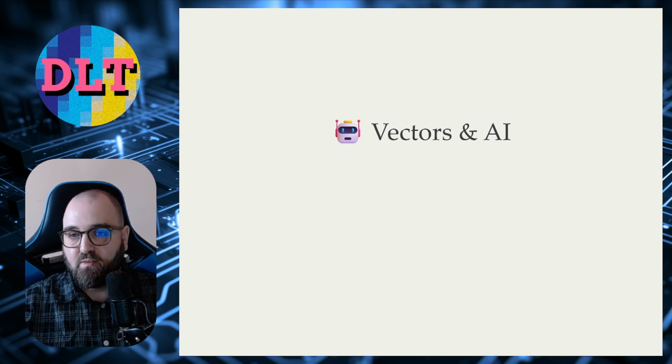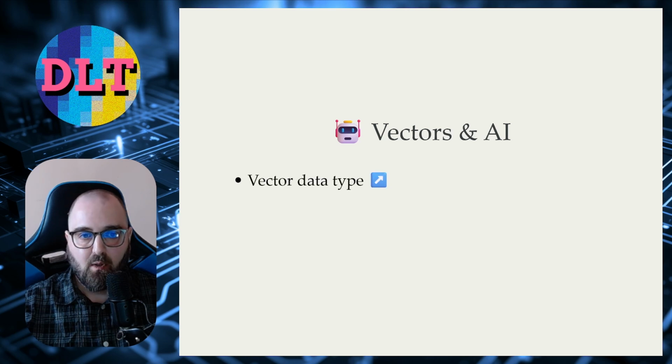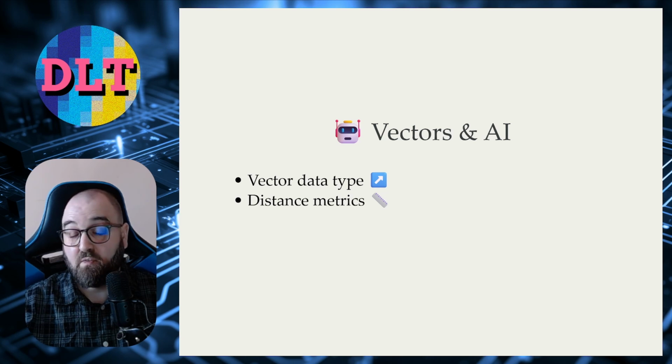Then we have vectors and AI, which is kind of a hot topic, and it is discussable whether or not AI should be done directly on the database or whether it's required. But for that we need a vector data type, which usually comes with pgvector, and it's been around for a while now. We need distance metrics, so we can compute the distance between vectors.